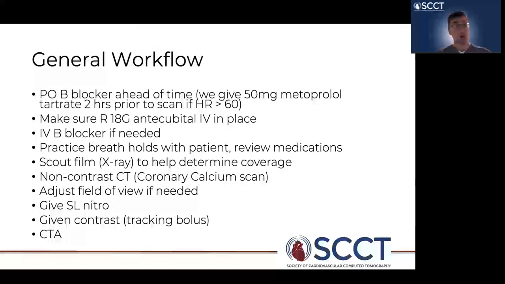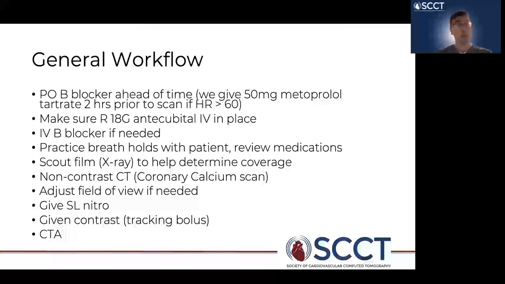So the general workflow is really important. What do we do at our facility? We give 50 milligrams of metoprolol tartrate 2 hours prior to the scan if the patient's heart rate is over 60. The patient shows up, we make sure they have adequate venous access, so they get a right 18 gauge IV in the right antecubital fossa.